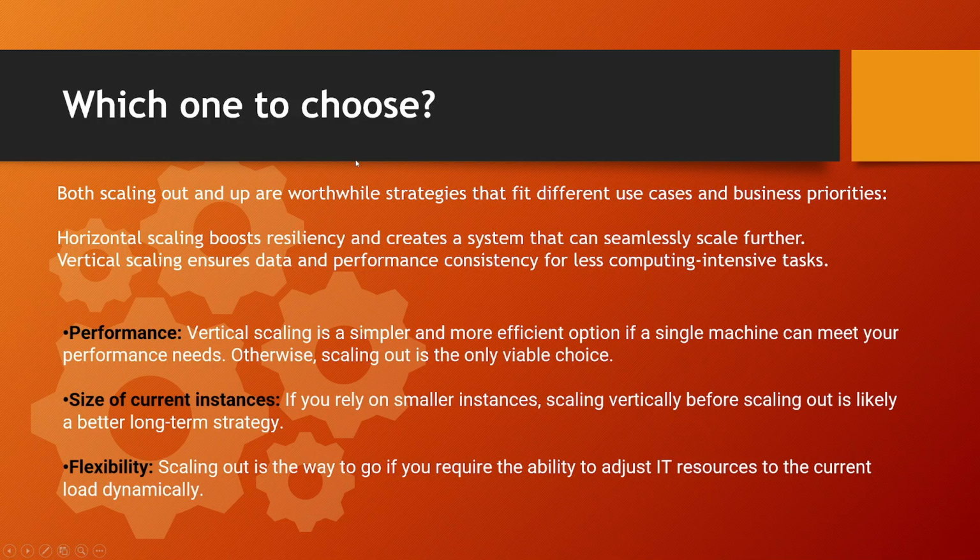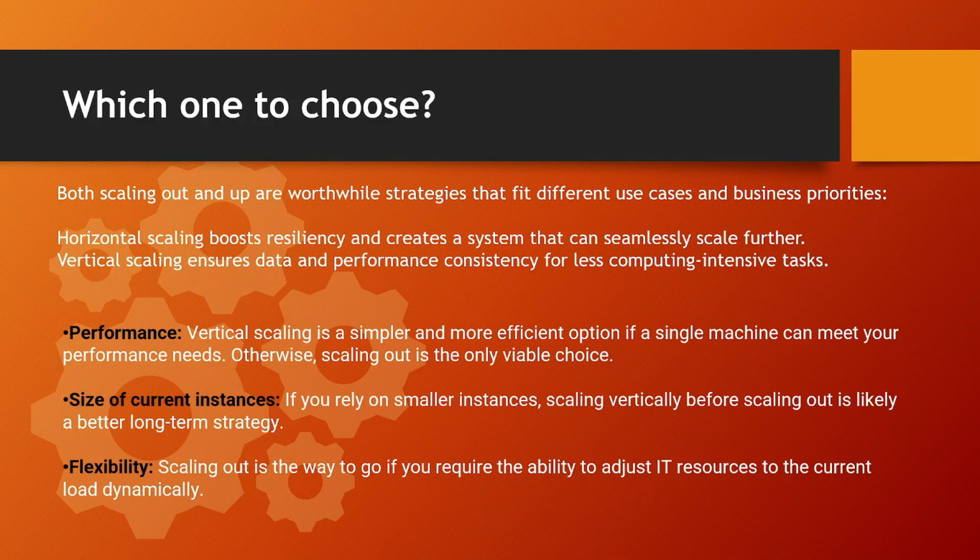Now, the most important question, which one to choose? Both scaling out and up are worthwhile strategies, and both have different use cases. So we cannot say that horizontal scaling is better or vertical scaling is always better. It all depends on the use case. So let's compare some points. Performance. Vertical scaling is simpler because if one single machine can meet our requirements, then what's the need of adding multiple machines? Whenever we are falling short, we can upgrade this one single machine and our problem is resolved.